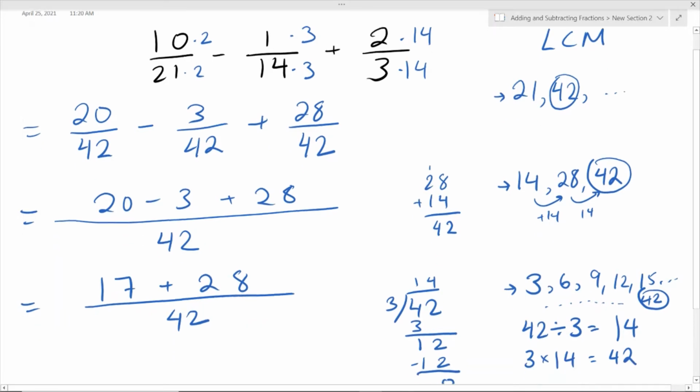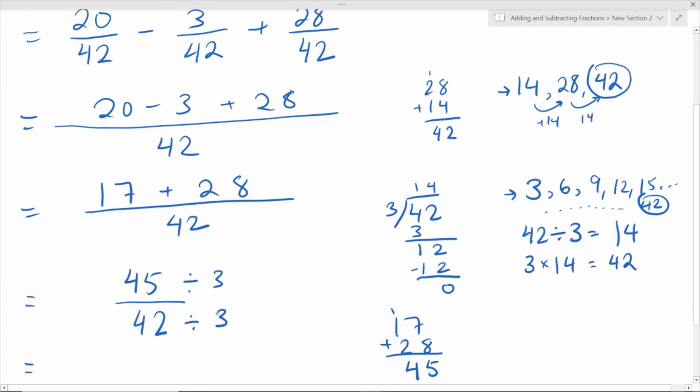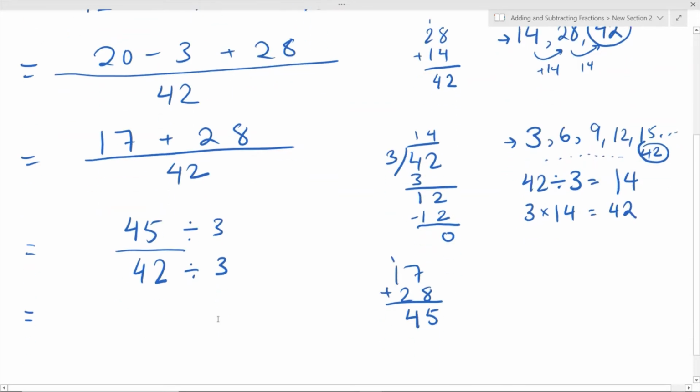And then from here, we do 17 plus 28. So 8 plus 7 is going to be 15. So carry over this 1, right? 15. And then 1 plus 2 is going to be 4. This is going to be 45. And then the denominator is 42. And wait a minute, we're not done yet. No, we are not done. And why is that? Because these two numbers are both divisible by 3. So we can simplify this fraction into an equivalent fraction.